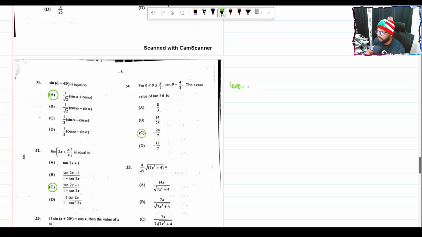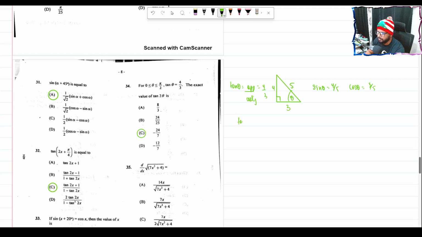So tan theta is opposite over adjacent. Draw your triangle. We have theta. We have the opposite, which is 4. We have the adjacent, which is 3. This is a Pythagorean triplet. This is 5. Sine theta is 4/5, and cos theta is 3/5.